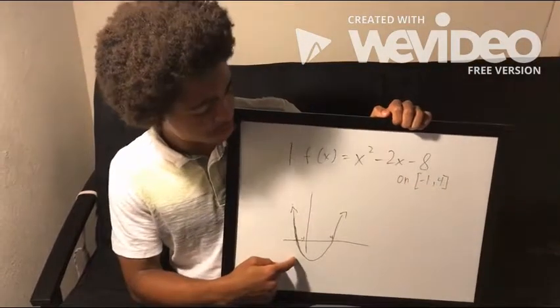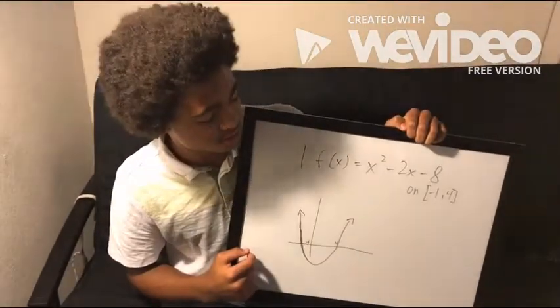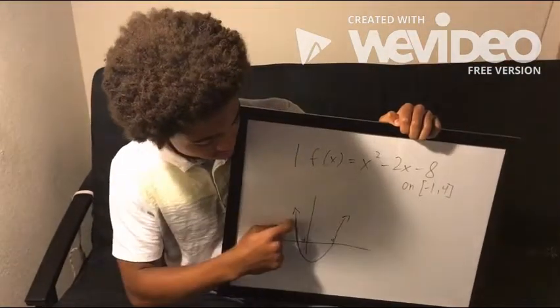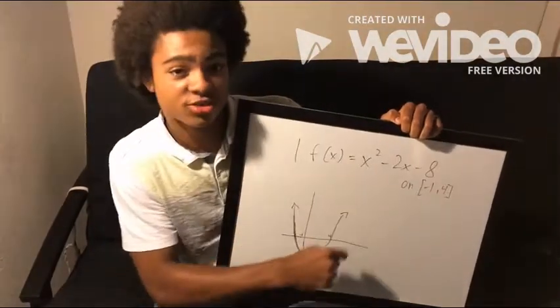So this is clearly the graph of the function above, and as you can see, it clearly satisfies the mean value theorem. It is closed, it's continuous, and it's differentiable.